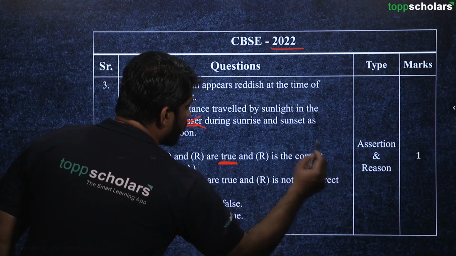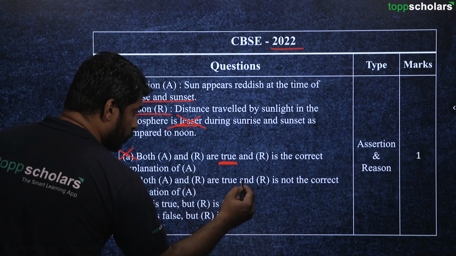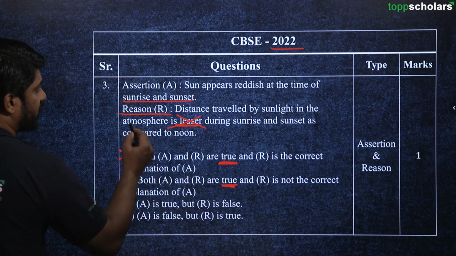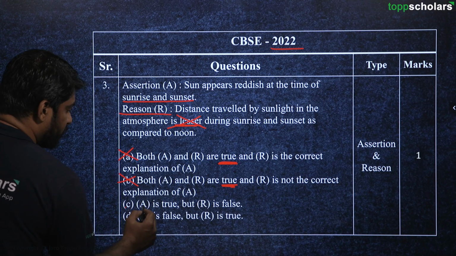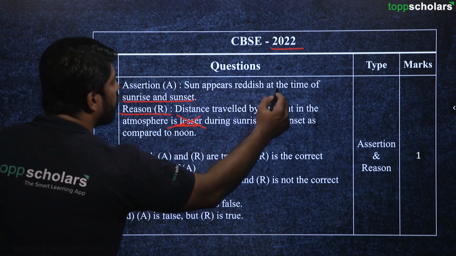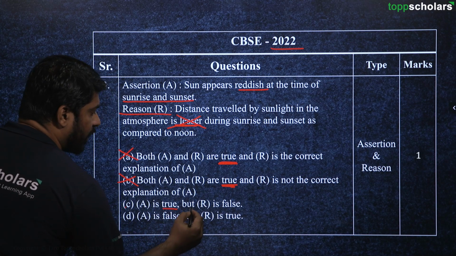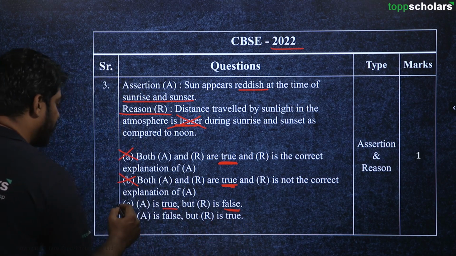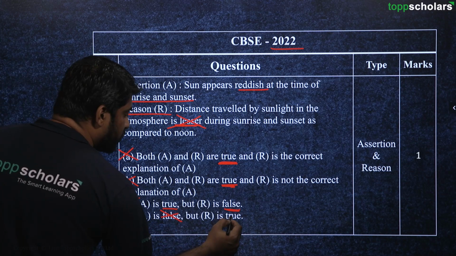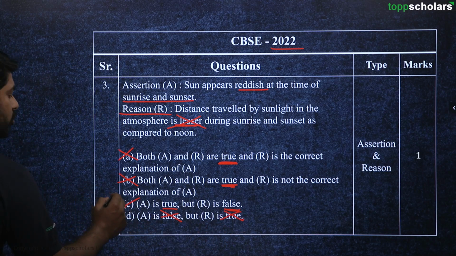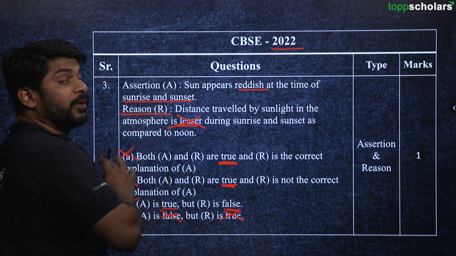We should not bother reading ahead. Then the second one, both A and R are true. Again, since the reason is not true, this is also not the option. Then C, A is true, which is actually true, right? Sun appears reddish at the time of sunrise and sunset. So this is right, and R is false. Again, this is also right. That means this should be our option. The last option is A is false, which is wrong, and R is true, which is also wrong. So the correct option should be C. So this should be your answer for this simple question.